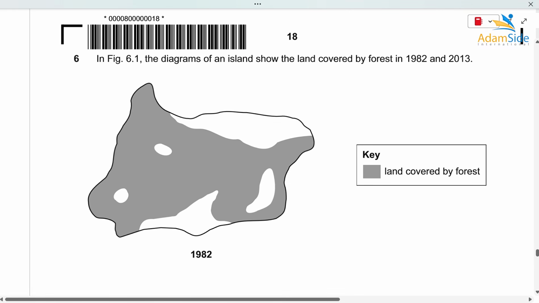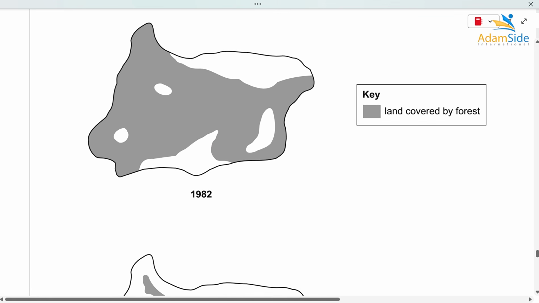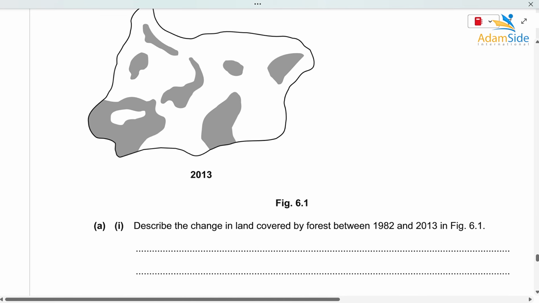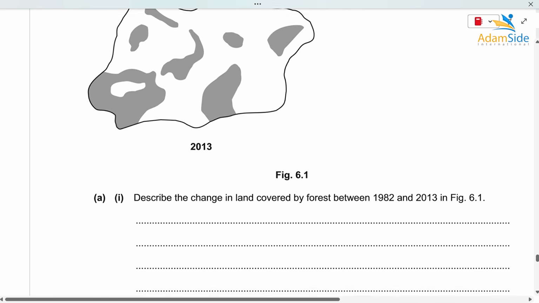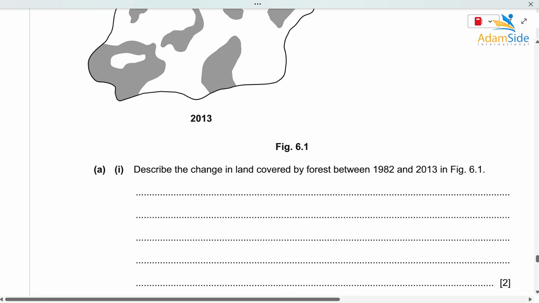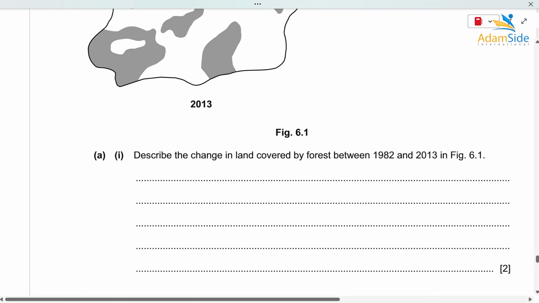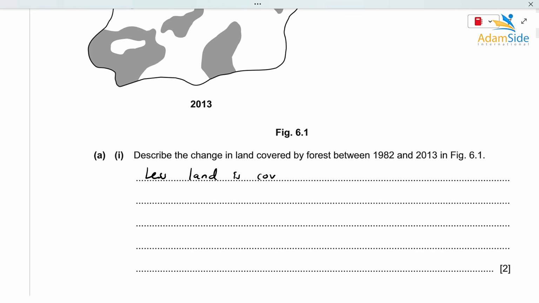It says here, in figure 6.1, the diagrams of an island show the land covered by forest in 1982 and 2013. When you look at the diagram in 1982, a very large portion is covered by forest. In comparison to 2013, very little land is covered by forest. Describe the change in land covered by forest between 1982 and 2013. So, the description is that less land is covered by forests in 2013.